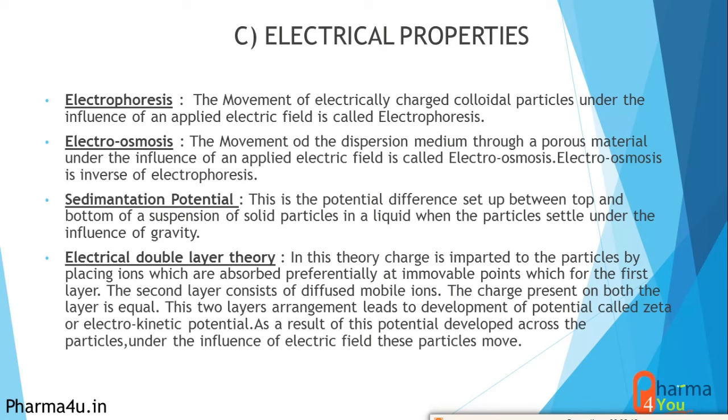As I told earlier, when we move from coarse particles to the colloidal range, we apply a type of energy, or work has to be done, and the energy or work applied on the particles is converted into charge. The charge is the electrical double layer, and this electrical double layer can then be used for electrophoresis and electroosmosis.